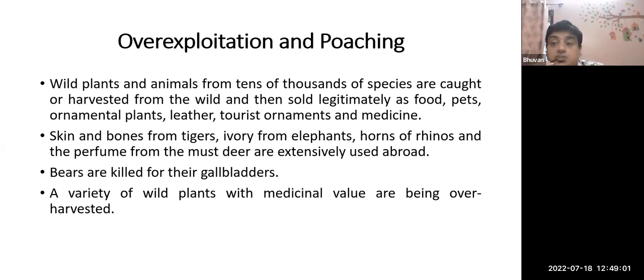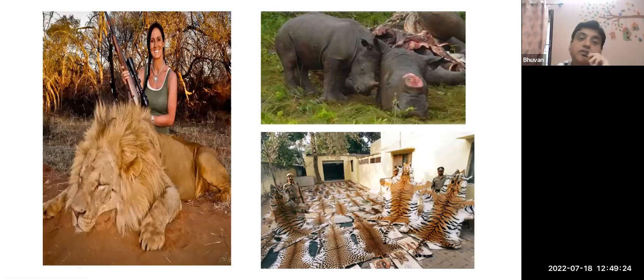Similarly, in current times, a large number of snakes are captured because in the USA snakes are kept as pets. So people have this peculiar hobby of collecting various kinds of snakes, both poisonous and non-poisonous. They are kept as pets. So here in these pictures, it will be very clear that lions are killed for their trophy, the rhinos for their horns, and leopards and tigers for their bones and for their skin.